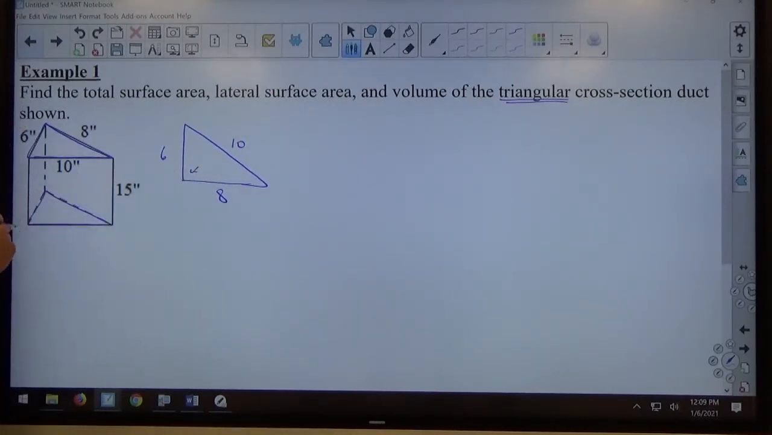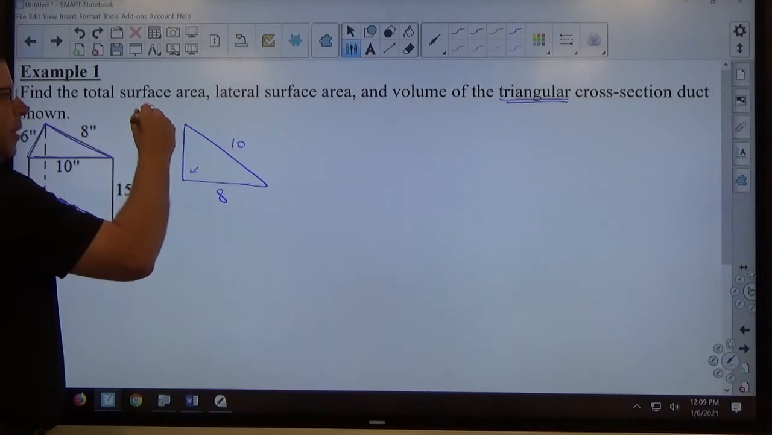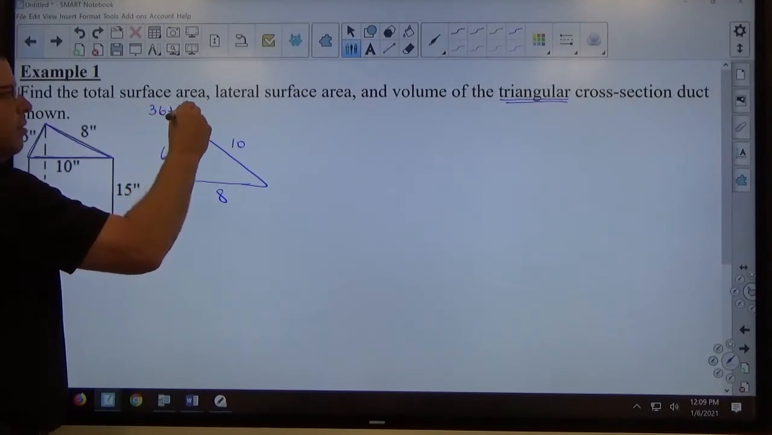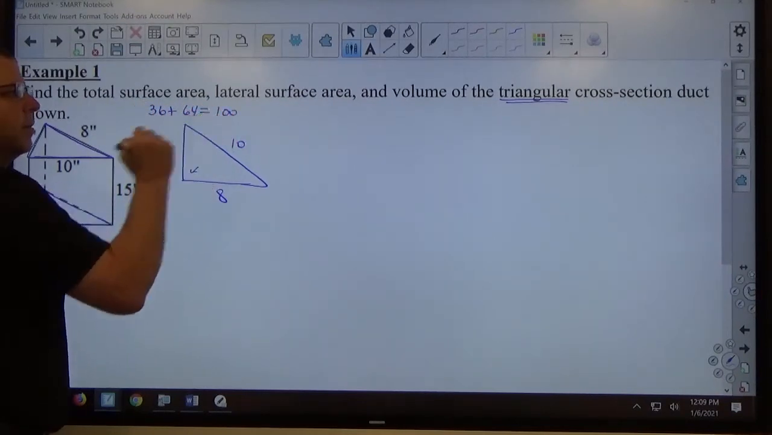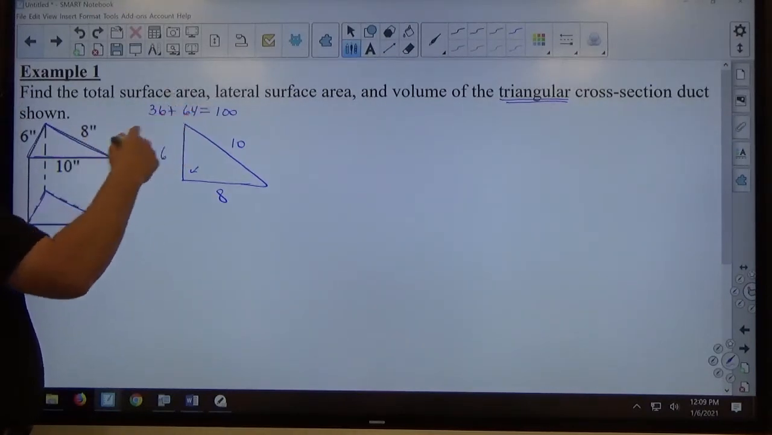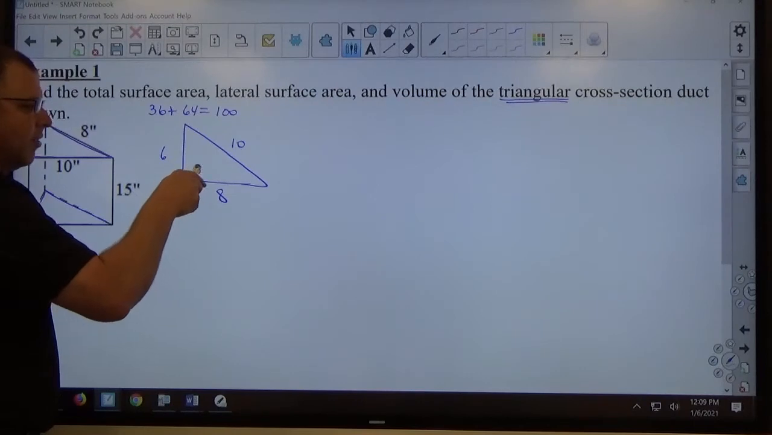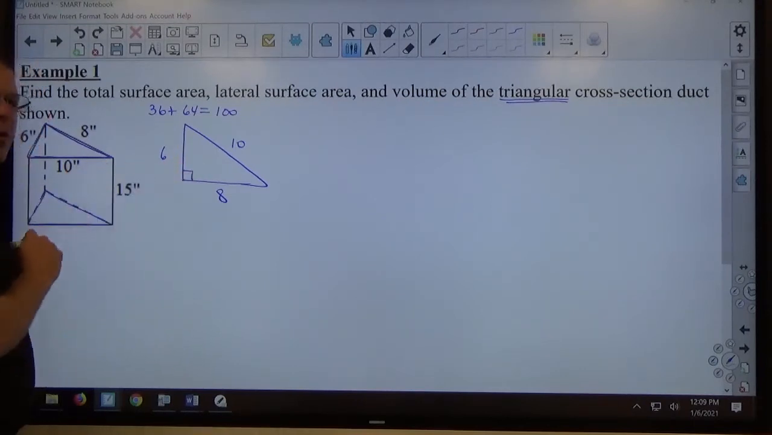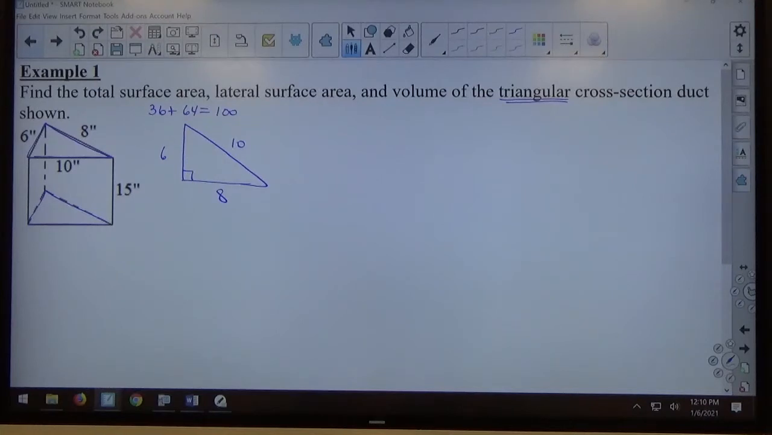If you test it with the Pythagorean theorem, short leg squared plus other short leg squared should equal the longest leg squared. And it does: 36 plus 64 equals 100 is true. That means this is actually a right angle, so this is a right triangle. So we can use just simple 1/2 base times height to find the area of the base.